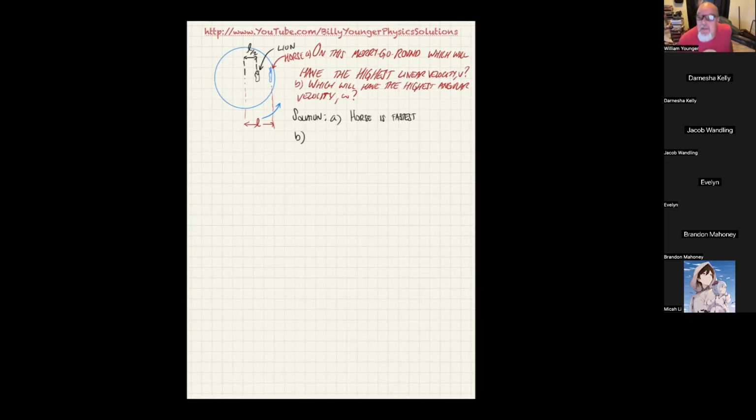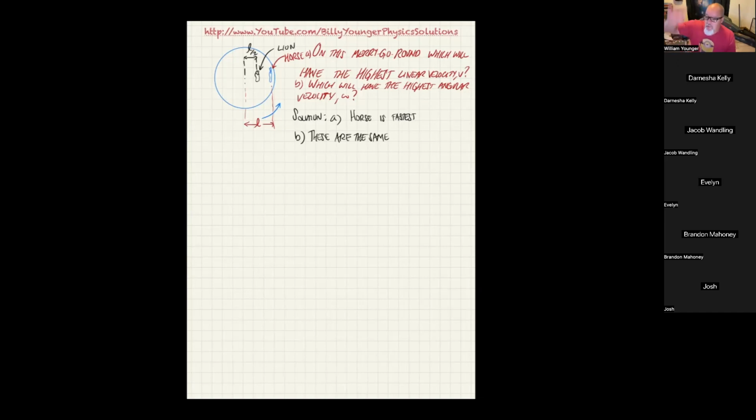So how about answer B? Which one goes through more degrees per second or revolutions per second or radians per minute or whatever? Which one of those, the horse or the lion, or neither? It's the same. Very good. Okay, so that's the key point, and that's sort of why I was telling you about rigid bodies to begin with, because these are the same. Because this merry-go-round is a rigid body, and of course it has a lion and a horse attached to it, and therefore they're part of the rigid body, so they're not moving relative to each other.